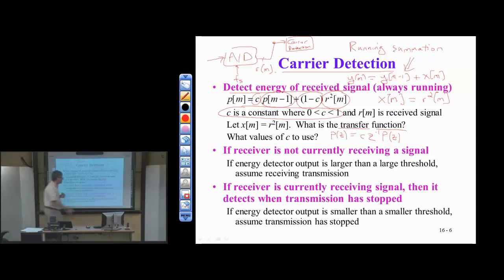What's the rest of this? Plus what? What's the next term? 1 minus c times x of z. Now, all I have to do is get this over a common expression. You can see this is a first order IIR filter. I've got just the one delay term here. So this is a first order system. One feedback term, and I'm only feeding back the previous output value. It's a first order IIR filter.